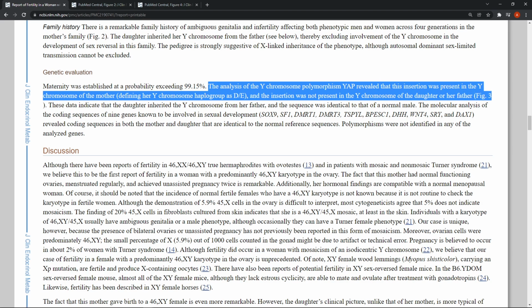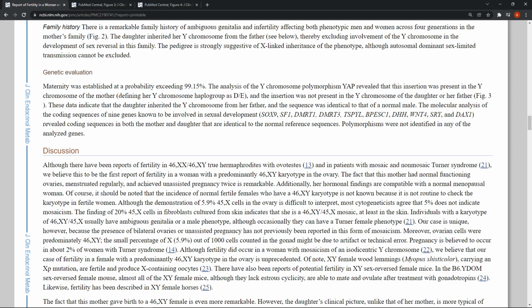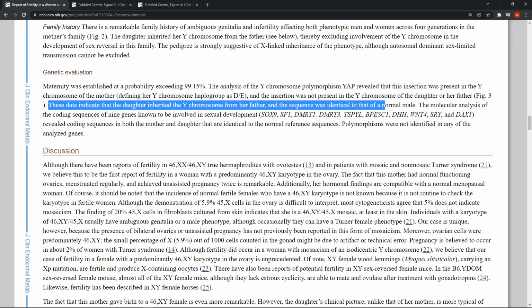This means that the Y chromosome came from her father, and the Y chromosome in her mother was completely different and had this unique insertion. Sex do be funky. These data indicate that the daughter inherited the Y chromosome from her father, as I said, and the sequence was identical to that of a normal male.